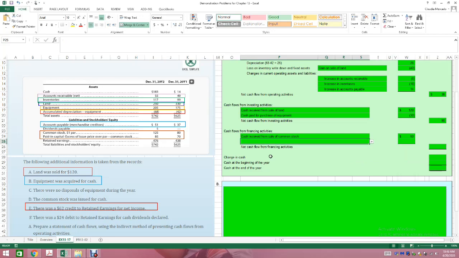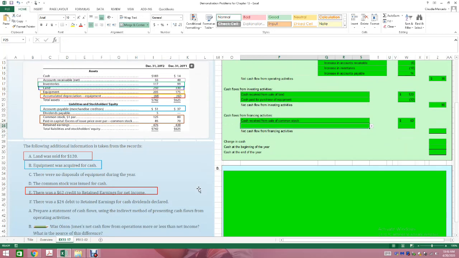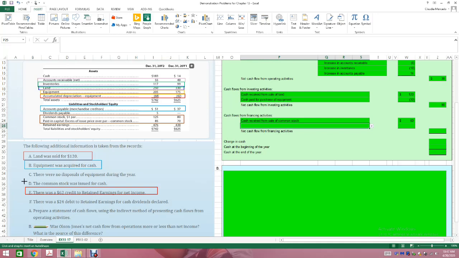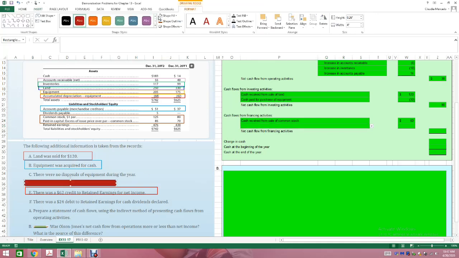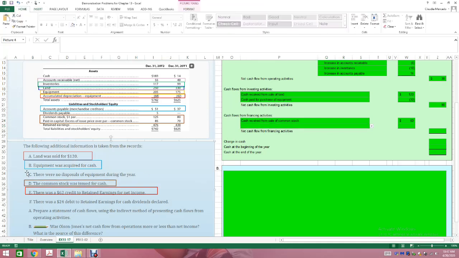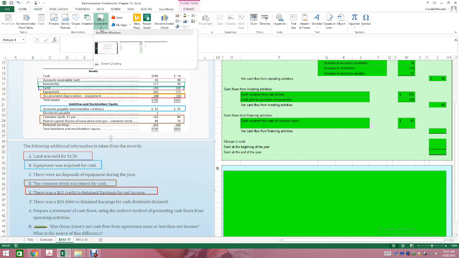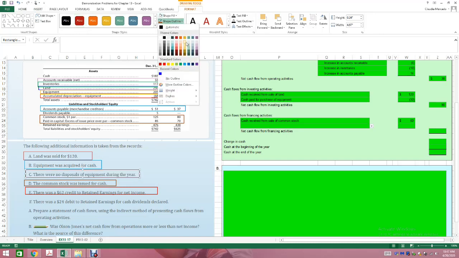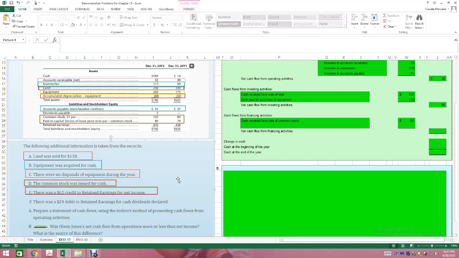Now, what else happened? We already used this one. That one has been used. We also already used that one. They're telling us that there is no disposal of equipment, so we really don't have to do anything with that because we didn't dispose of any equipment.